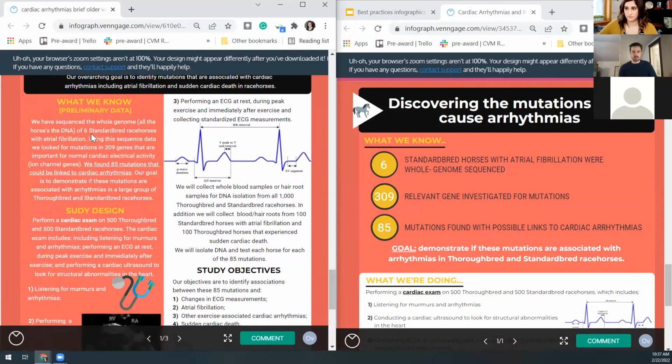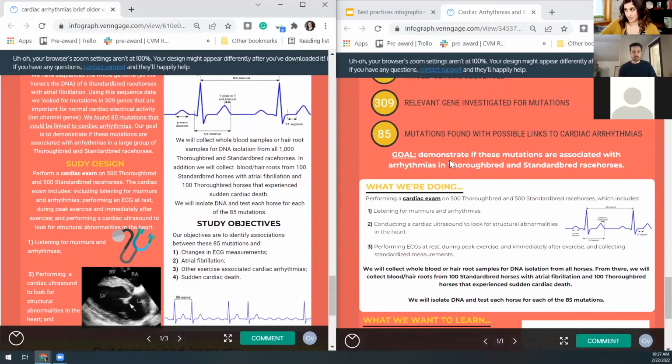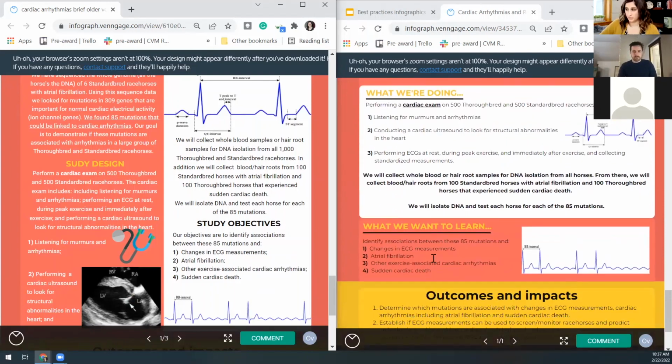So we were able to find some key numbers and do a number display here. Again, all the content was here. Luckily, there was stuff we could use that made it easy to change this over. But again, we've got that goal. We wanted it highlighted. What we're doing, we tried to make a list. And then what we want to learn.